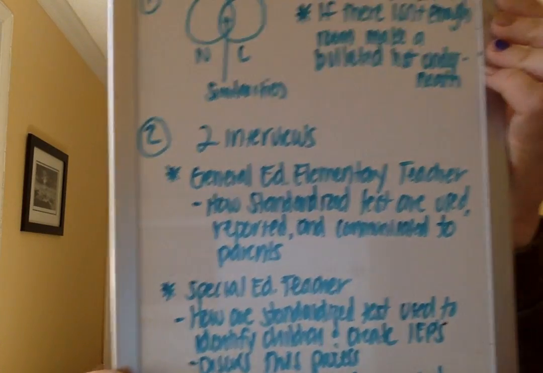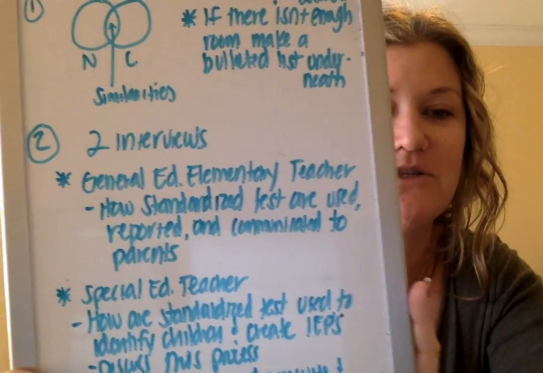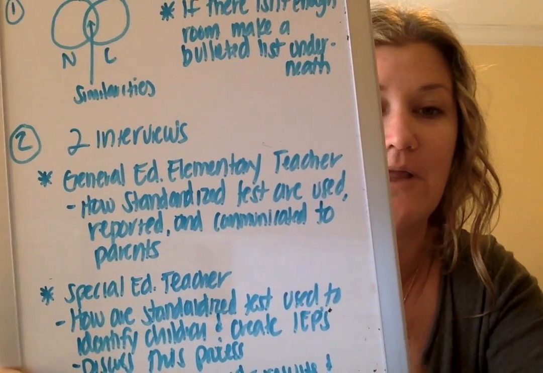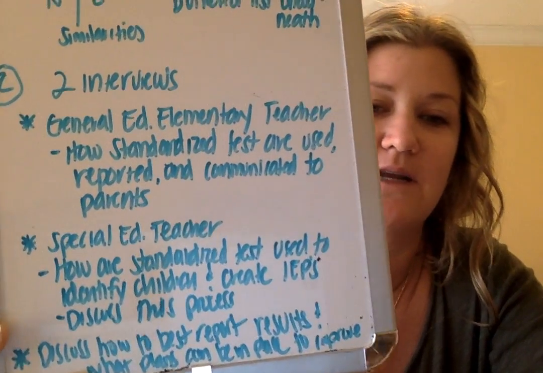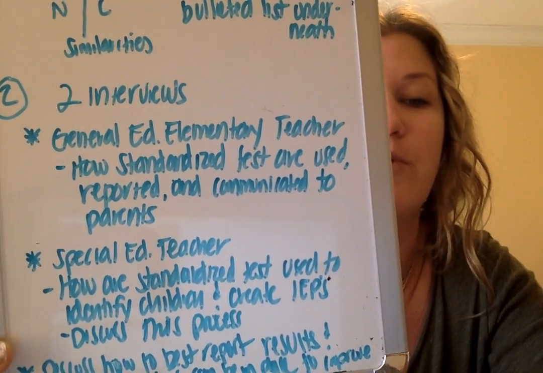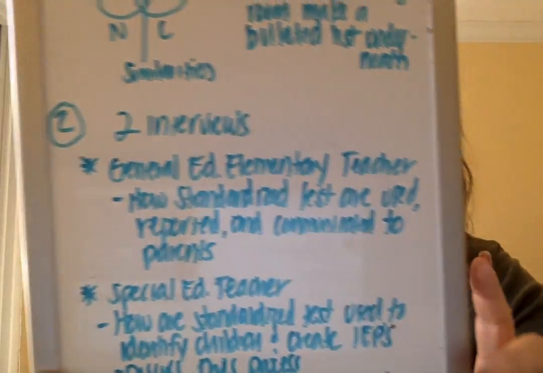The second portion, you are going to conduct two different interviews. The first interview is with a general education teacher in an elementary school or a counselor in an elementary school, and you're going to discuss how standardized test results are used and reported, especially in the areas of parent reporting. So just ask this teacher, and this is early childhood, so it needs to be birth through third grade, but I'm talking about elementary school, so you're probably going to look in kindergarten, first, second, or third grade. Ask the teacher how they are required to use standardized testing, how they use the scores, what they use the scores for, and how they report these scores to parents.